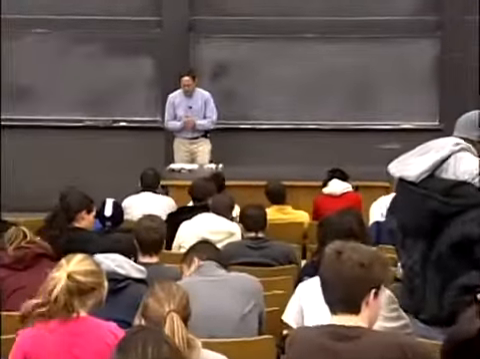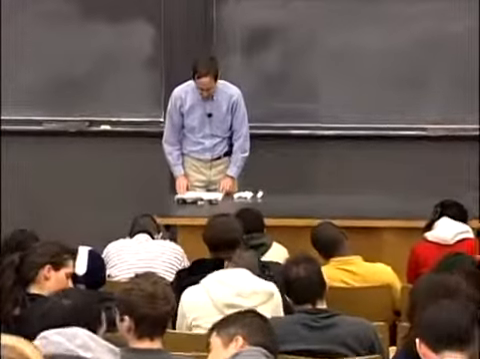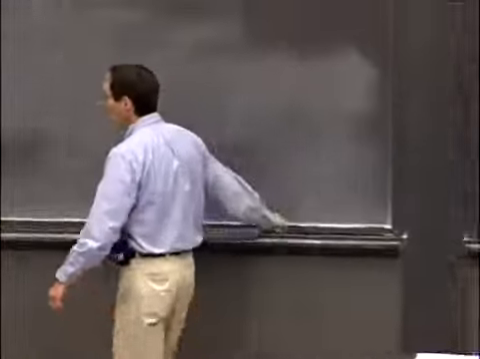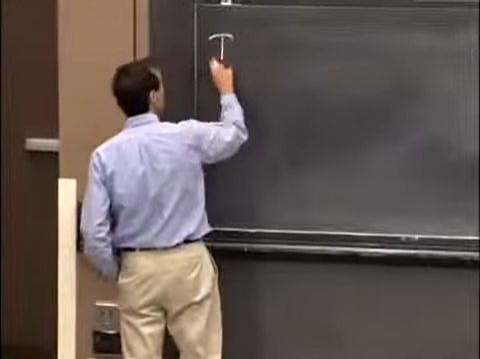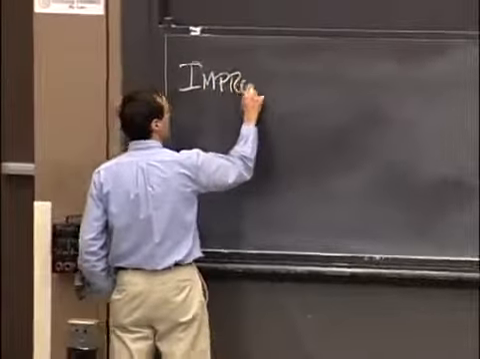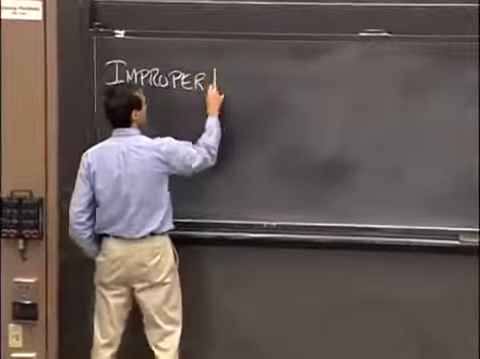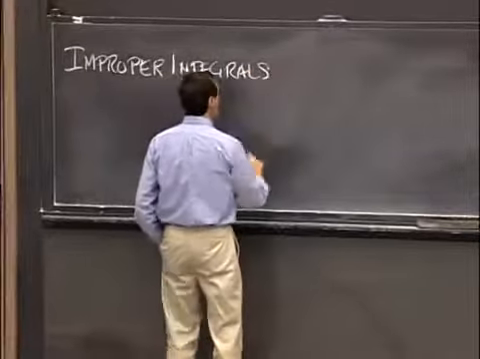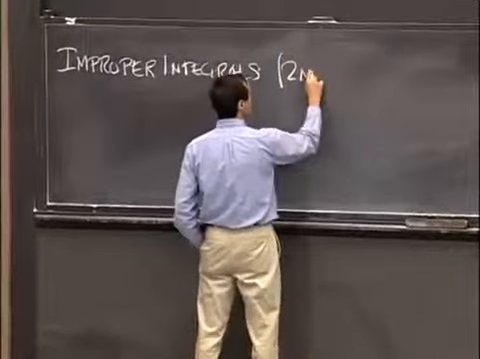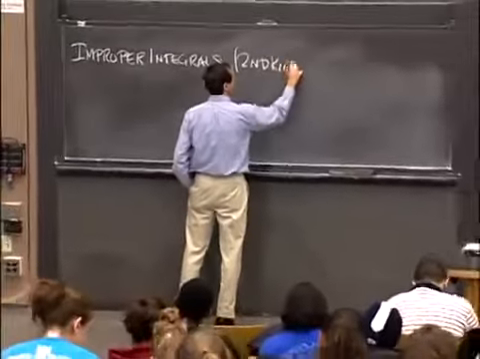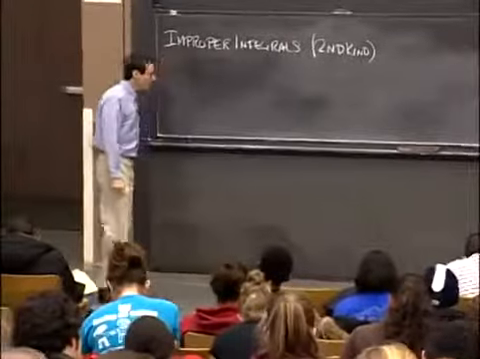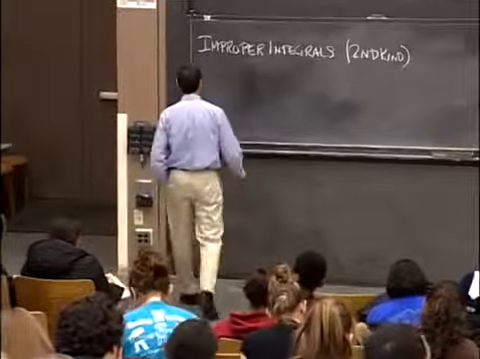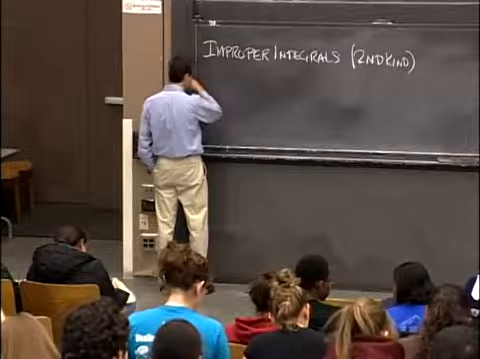Today we're continuing with improper integrals. I still have a little bit more to tell you about them. What we were discussing at the very end of last time was improper integrals of the second kind. By second kind, I mean that they have a singularity at a finite place. Now, that would be something like this.